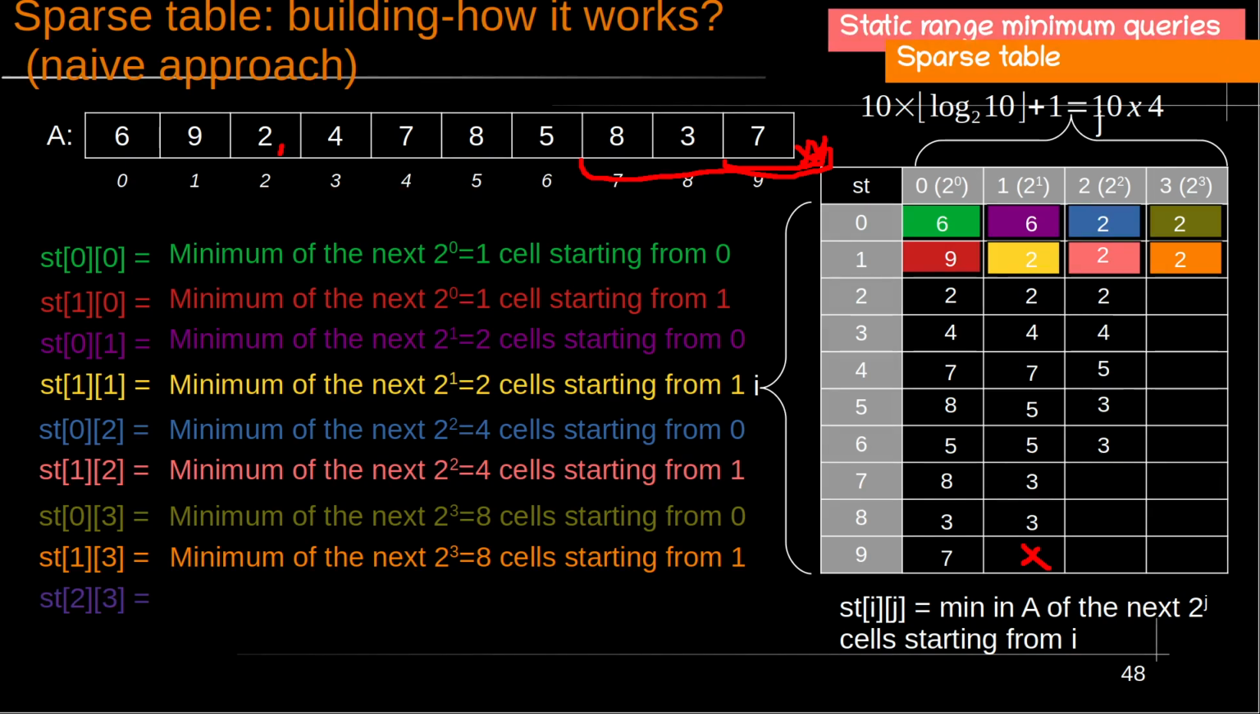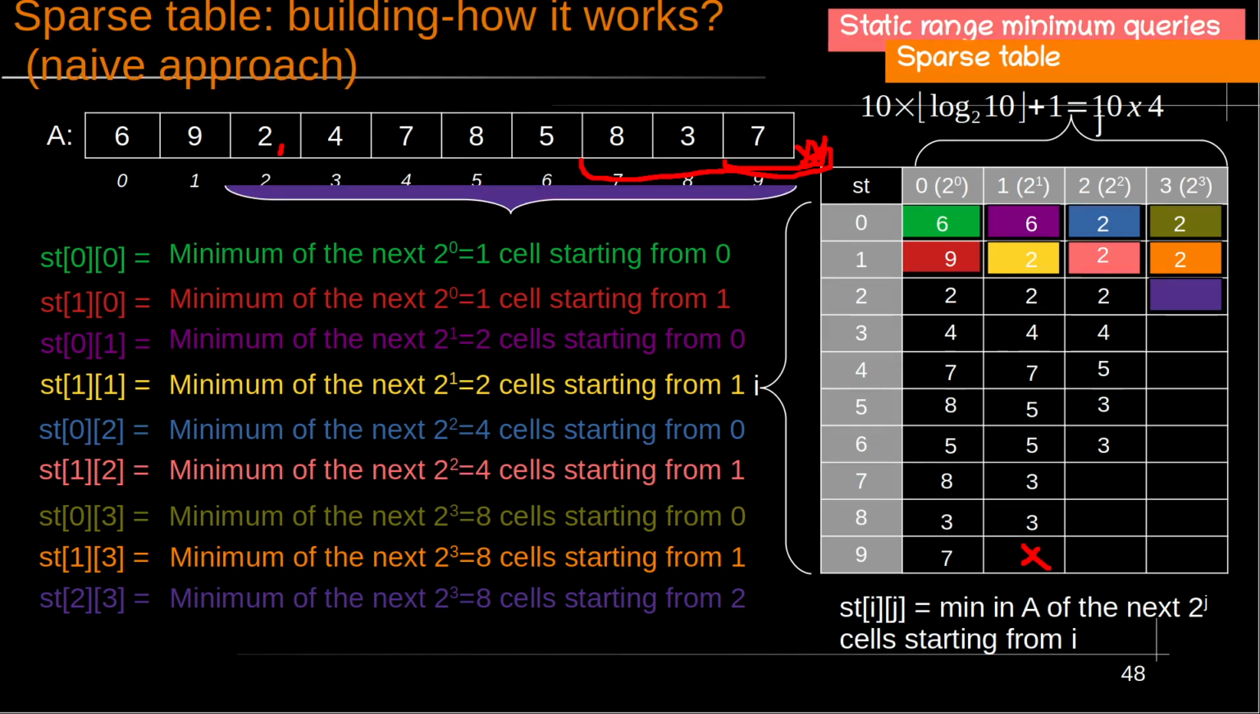And ST23, we're going to take the minimum of the next 8 cells, starting from 2, this time, which is 2. And we stop filling here because from index 3 and 4 and 5, we cannot take 8 cells. So we stop filling the table here. This is how to build the sparse table, the concept or the idea of building the sparse table.